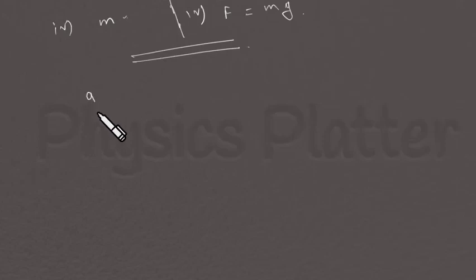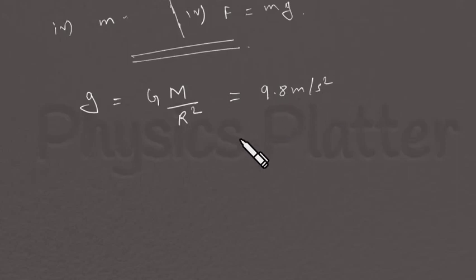In the previous lecture we found that g equals capital G M by R square, where G is the universal gravitational constant, capital M is the mass of the earth, and capital R is the radius of the earth, and the value was found to be 9.8 meter per second square.